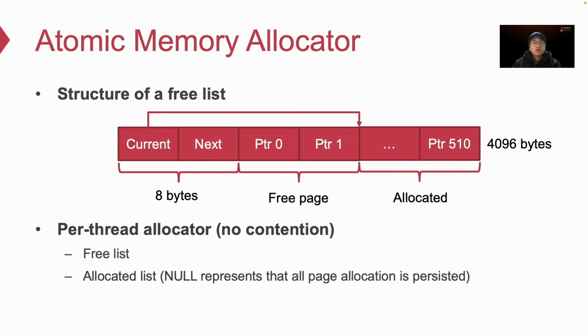This is the structure of a free list. Our free list head will occupy a page. The first 8 bytes are a pointer to the current position and a pointer to the next chain. This is followed by pointers to up to 511 free pages. In addition, our allocator is per thread, so there is no contention for concurrent access. Each thread has a free list for allocating new space and an allocated list indicating the pages that have been allocated but not yet persisted.